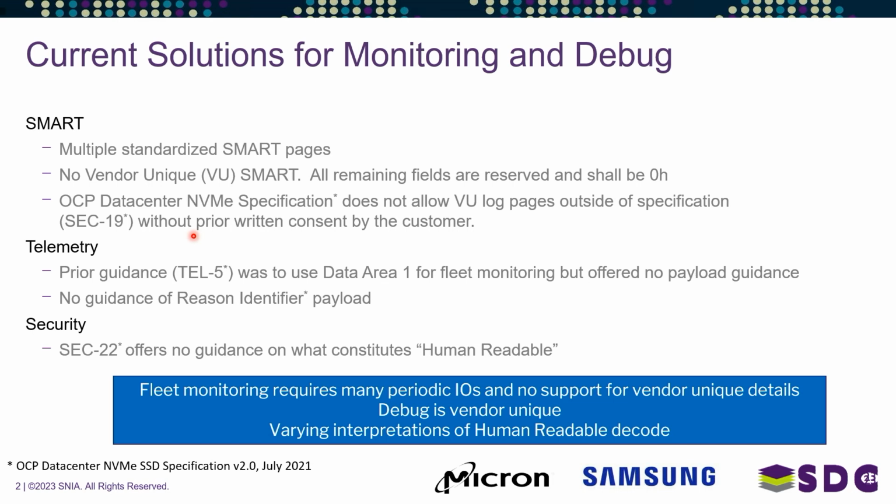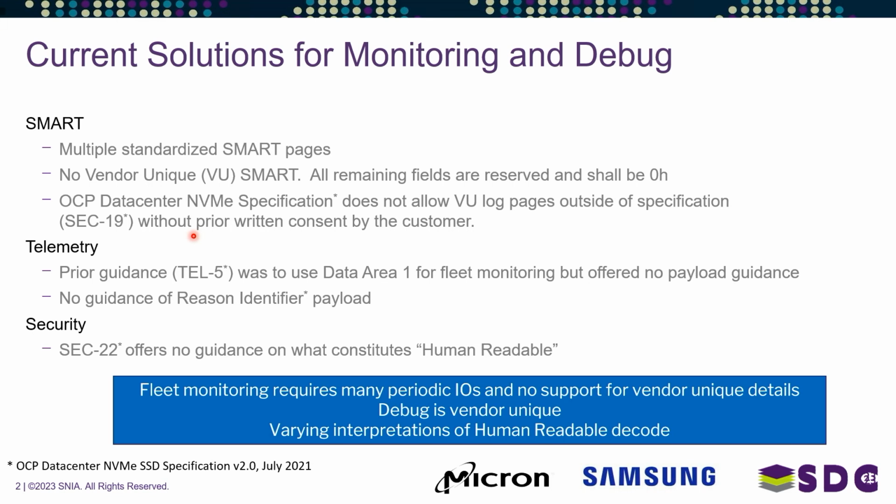Well, what would be your option then? It would be to add your own log pages in the vendor unique space. The OCP data center NVMe specification does not allow vendor unique SMART specifications outside of the specification, and that's the famous SEC 19 rule, without prior written consent from the customer. So I think we're going to see more data sheets with an SEC 19 statement of what the vendor unique additions were.